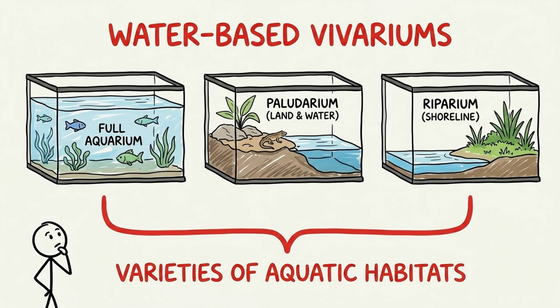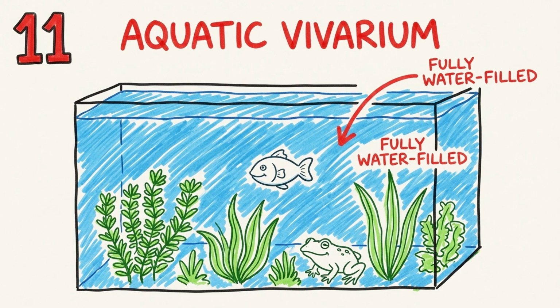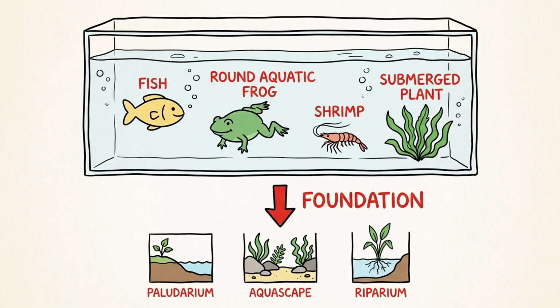Water-based vivariums. These vivariums are classified by the relationship between land and water. So number 11 is aquatic vivarium. An aquatic vivarium is a fully water-filled enclosure with no land section. Fish, aquatic frogs, invertebrates, and submerged plants fill the entire volume. It serves as the foundation for more specialized water-based systems, such as aquascapes, ripariums, and many paludariums.